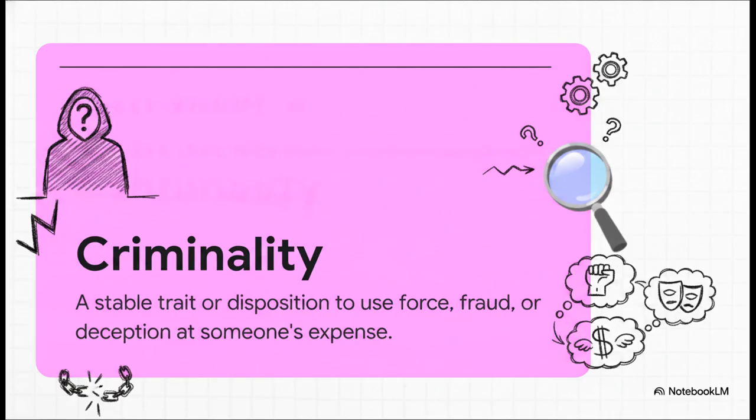First up is criminality. The key thing to understand here is that criminality is not an act at all. Scholars define it as a relatively stable individual trait or psychological disposition. It's basically a general willingness to use force, fraud, or deception to get what you want at someone else's expense. Think of that person who would happily lie just to cut to the front of a line. So, criminality can absolutely exist in someone who has never been convicted of a legal crime in their entire life.